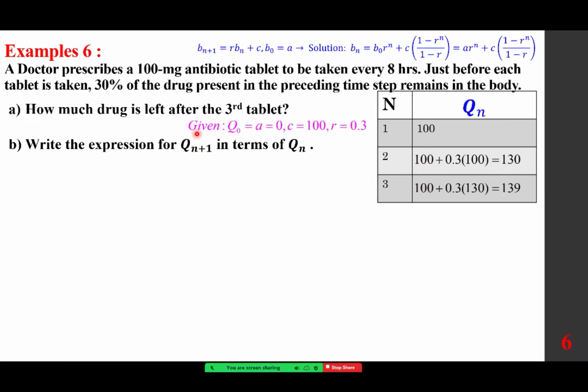139. For this part B, I'm going to change it to Q, so Q sub n plus 1 is R times Q sub n plus C, and I plug in the given, R is 0.3 and lowercase c is 100. That's the answer to part B.